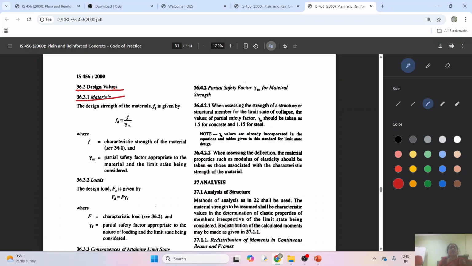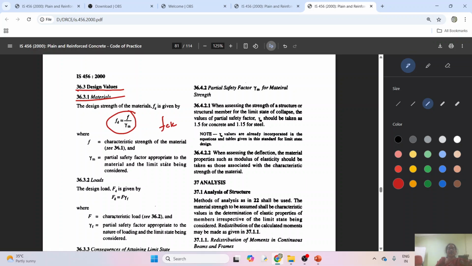36.3.1 material. The design strength of the materials fd is given by fd equal to f divided by gamma m. F means characteristic strength of the materials and gamma m means partial safety factor appropriate to the material and limit state being considered. So fd equal to f divided by gamma m. F is the characteristic strength, or fck, as we normally write it: characteristic strength of the materials divided by partial safety factors.